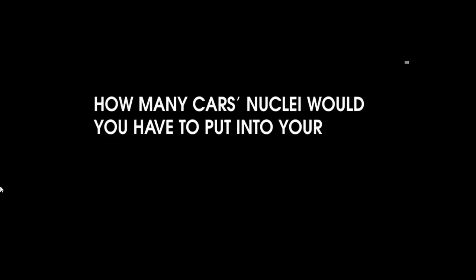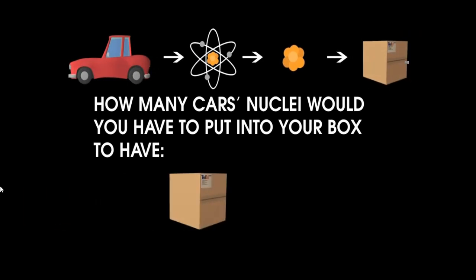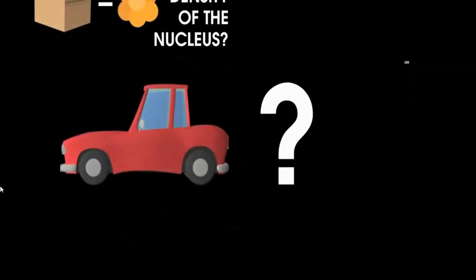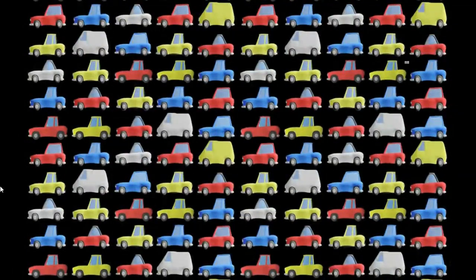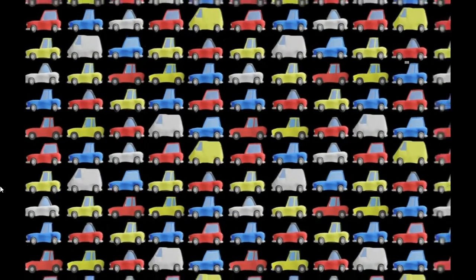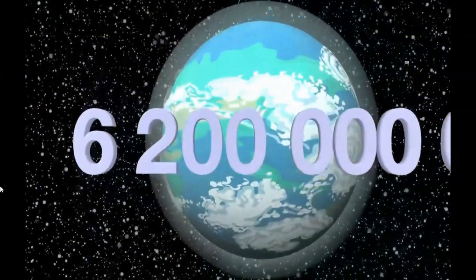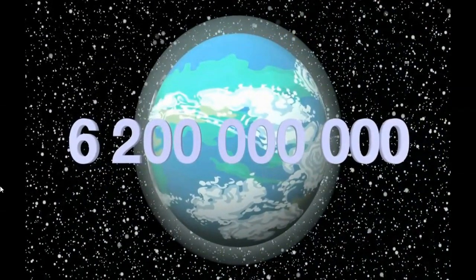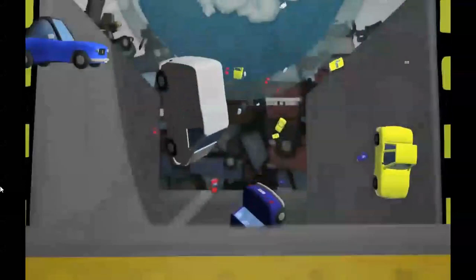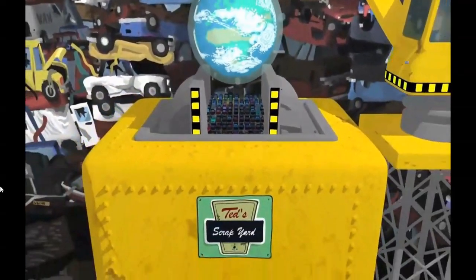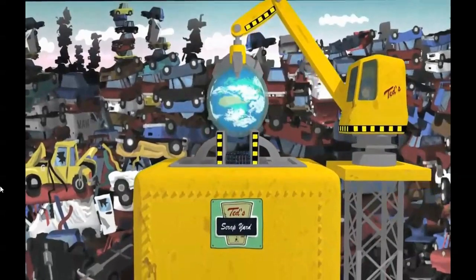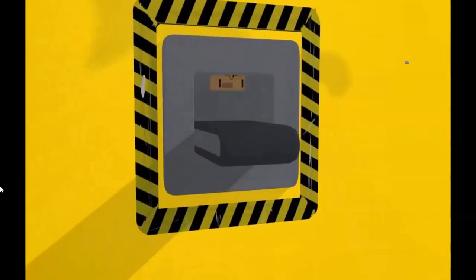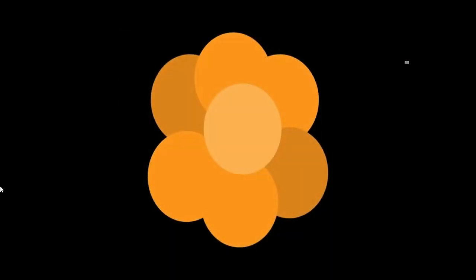How many cars' nuclei would you have to put into the box to have your 1 foot box have the same density of nucleus? Is it 1 car? 2? How about 100? Nope, nope, and nope. The answer is much bigger. It is 6.2 billion. That is almost equal to the number of people on the Earth. So if everyone on the Earth owned their own car, and they don't, and we put all of those cars into your box, that would be about the density of the nucleus. So I'm saying that if you took every car in the world and put it in your 1 foot box, you would have the density of 1 nucleus.